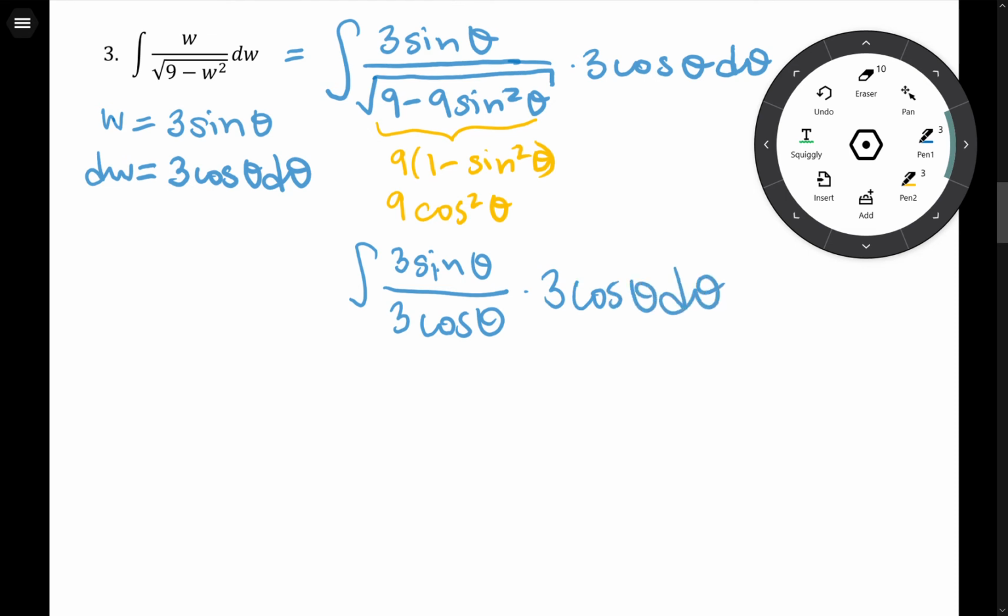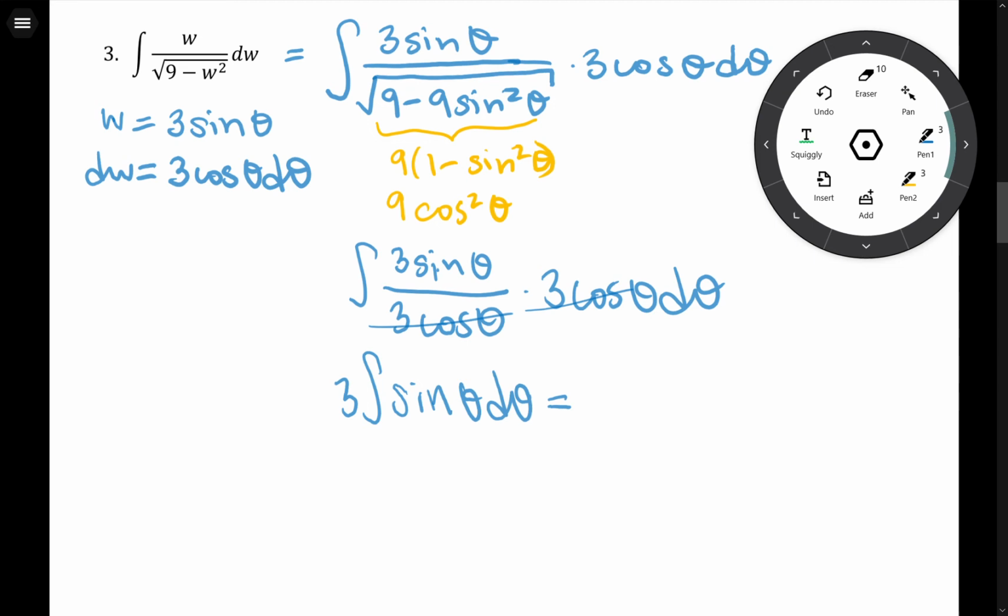Okay, and there's a little funniness. When you take the square root of a perfect square, you actually get an absolute value out of that. But the domain restrictions that we would get here allow us to kind of ignore that. So I'm letting you off the hook on that a little bit, but there is some stuff to think about there. Okay, so the 3 cosine thetas disappear altogether, and we're left with 3 times the integral of sine theta d theta.